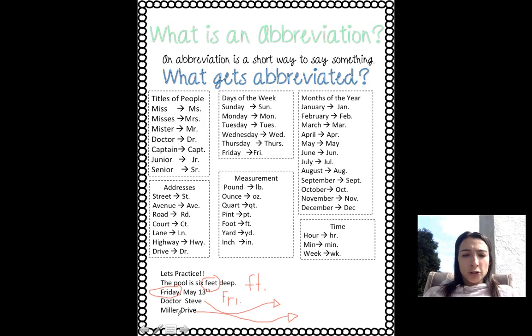So for Dr. Steve, it is a person. So we see doctor is DR, capital D, lowercase r, period. And for drive, it is very similar. Drive is also DR. But we know that when we're talking about a location, DR would be drive. And we know if we're talking about a person, DR would be a doctor.